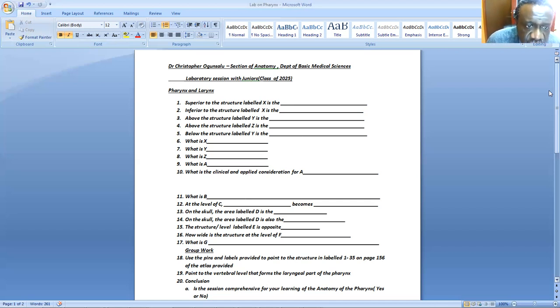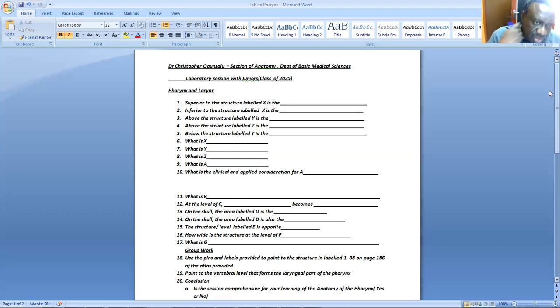And above the structure label Y, remember structure label Y is the upper border of the epiglottis. So again, the answer there is oropharynx. And above the structure labeled Z is the laryngopharynx. And below the structure labeled Y, just to test your knowledge of answering 3, is the laryngopharynx.